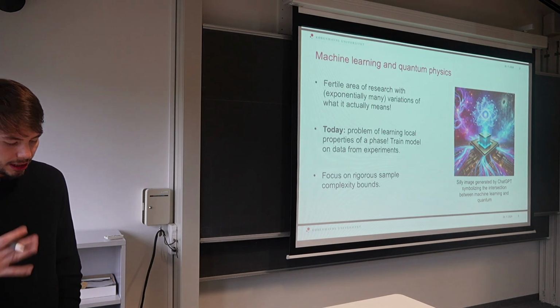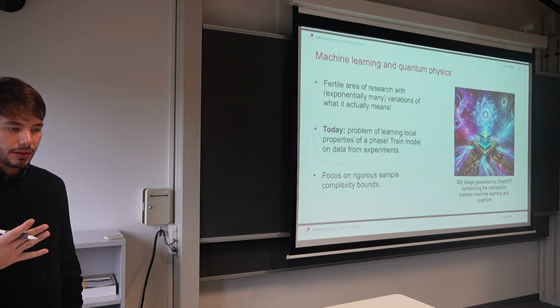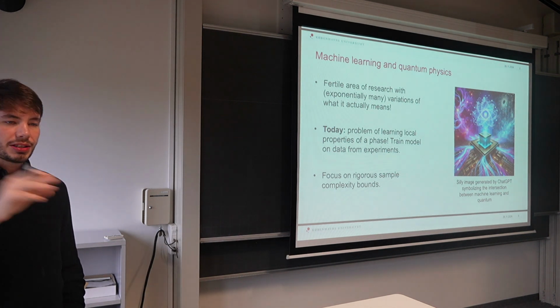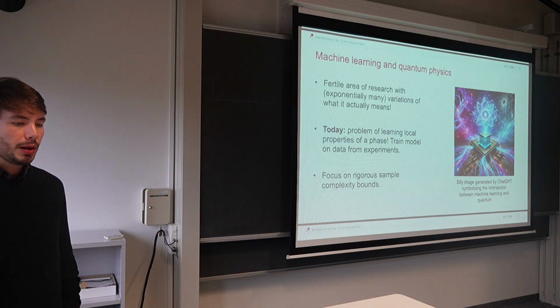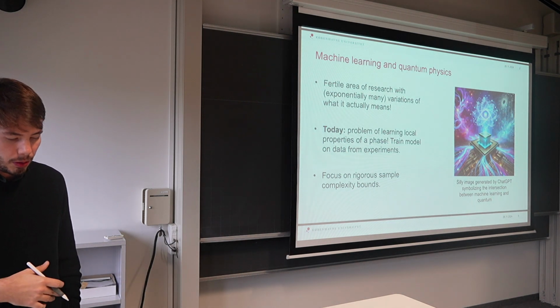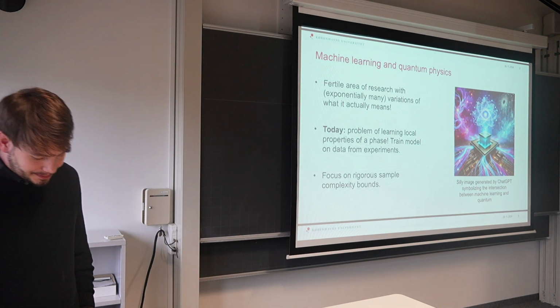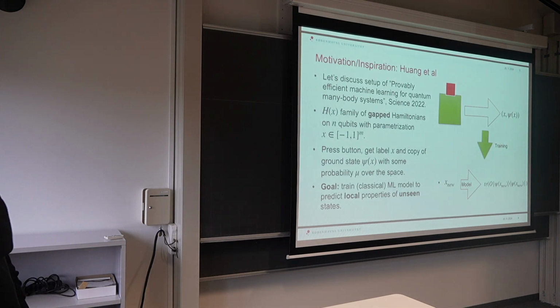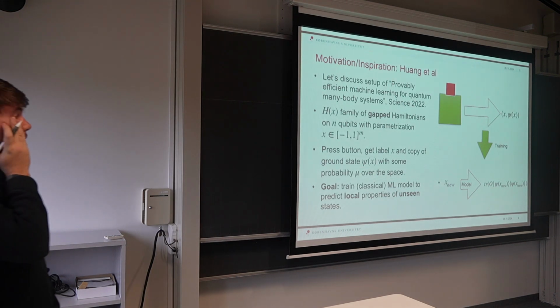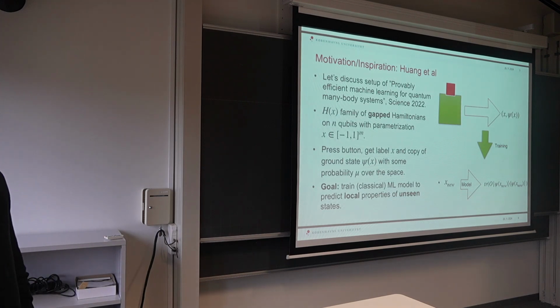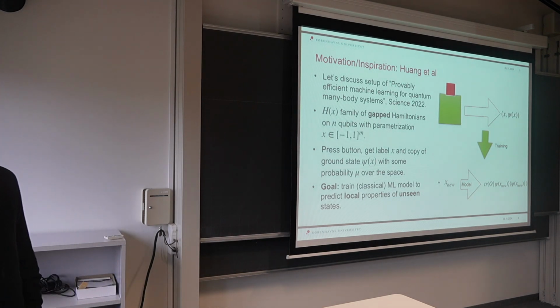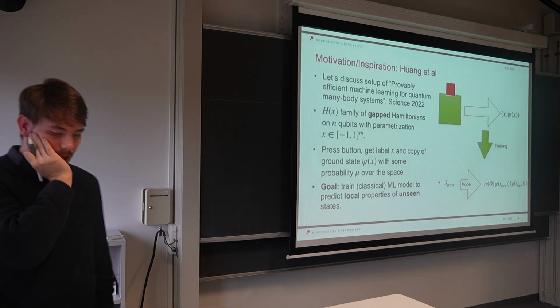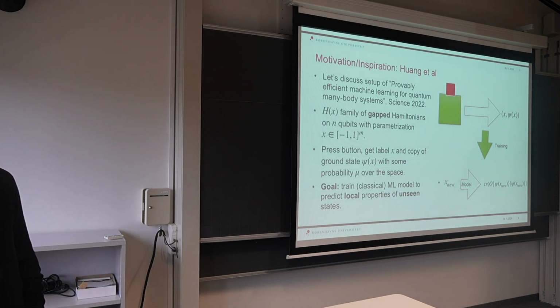And we'll be focusing on getting some rigorous sample complexity bounds, in the sense of how many experiments do I have to perform to solve this problem, and I really want to get some provable bounds on this. The main motivation for this paper is a paper by Robert Huang and other folks from back then Preskill's group at Caltech. It's called Provably Efficient Machine Learning for Quantum Many-Body Systems. So that paper is really our departing point.